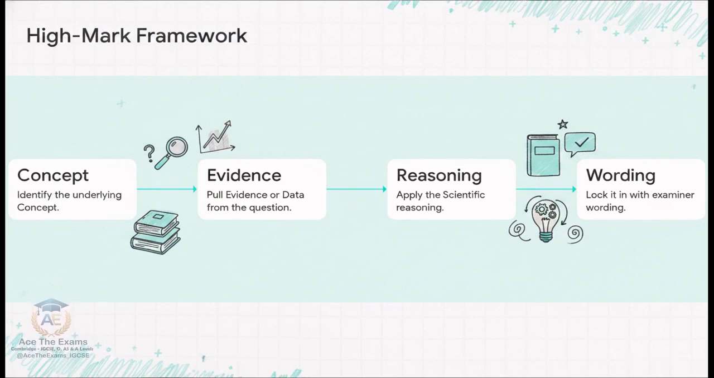To write a genuinely top-band answer, you have to run every single question through this 4-step framework. First up, identify the underlying concept. Second, pull the hard evidence or data right from the question. Third, apply your scientific reasoning. And finally, this is crucial, lock it in with precise examiner wording. Look, if you skip step 4, you're doing all the heavy lifting, but leaving the actual points on the table.